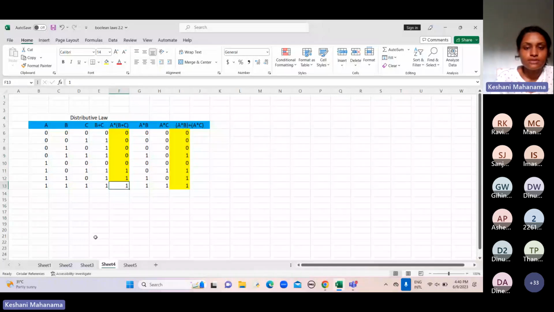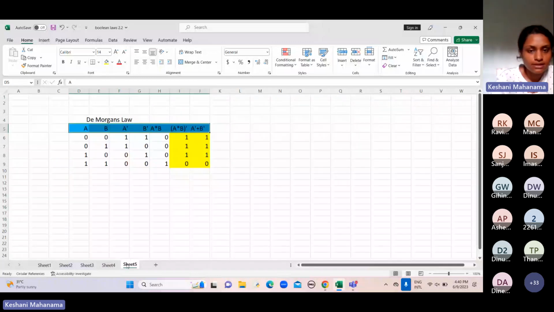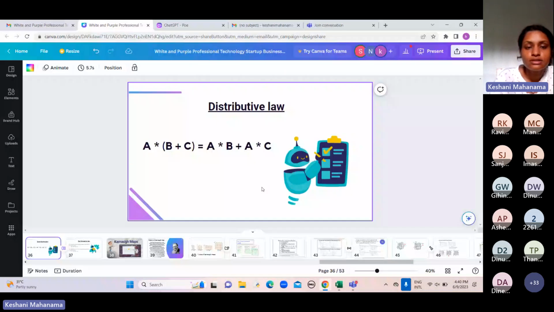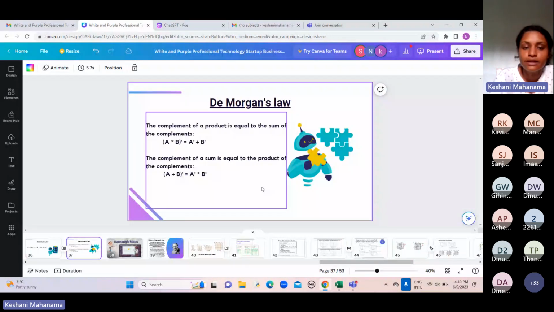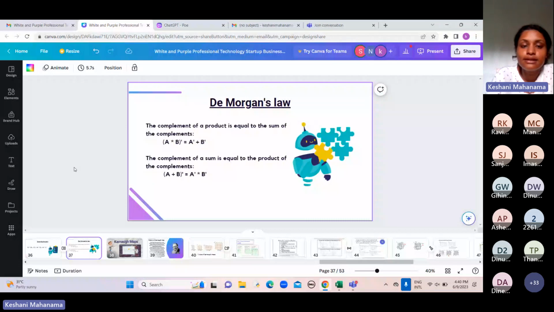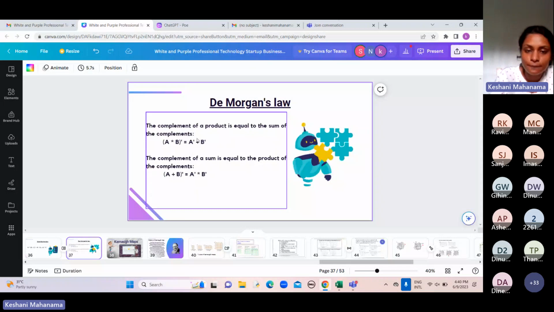The next and the last one is De Morgan's law. De Morgan's law means the complement of a product is equal to the sum of the complements. Here you can see that (A·B)' is equal to A' + B'. The sign has been changed. Here we have an AND gate, but when it comes to there, it has become an OR gate.